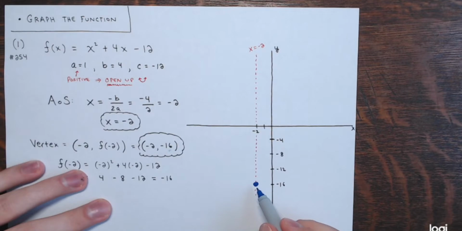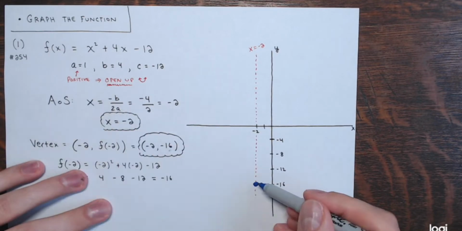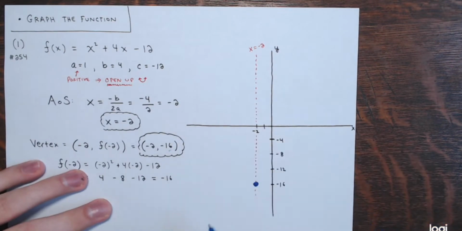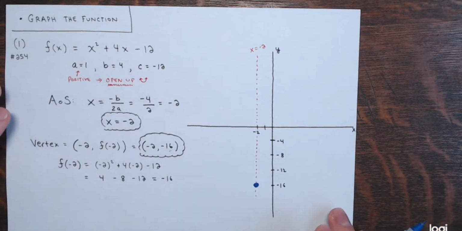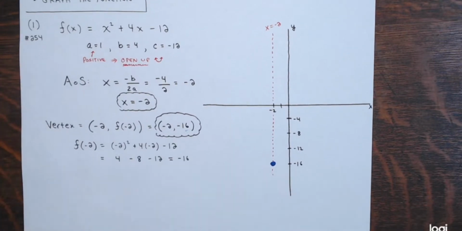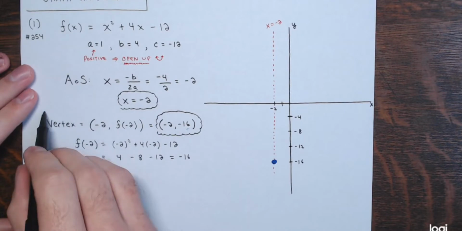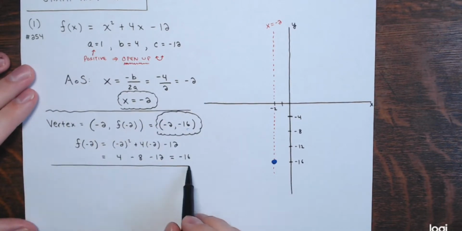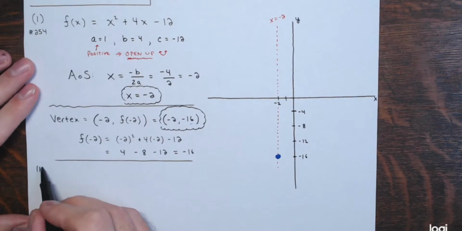And if the vertex is below the x-axis, and we know it's going to be opening up, then the graph is definitely going to have x-intercepts. It will hit the x-axis. And that's what I want to find next. What are the intercepts? We have the axis of symmetry, got the vertex. Now for the intercepts.